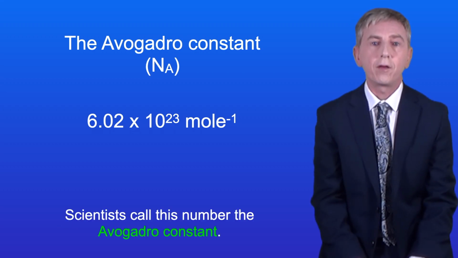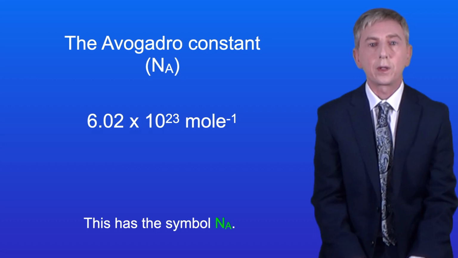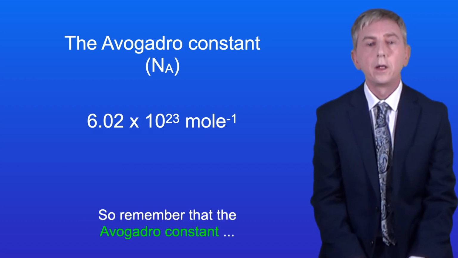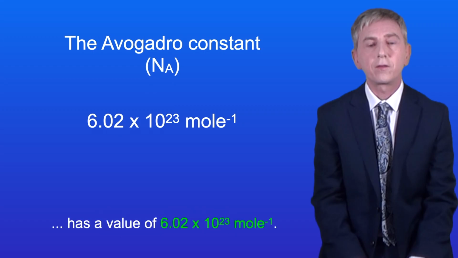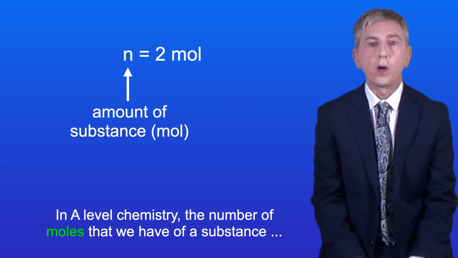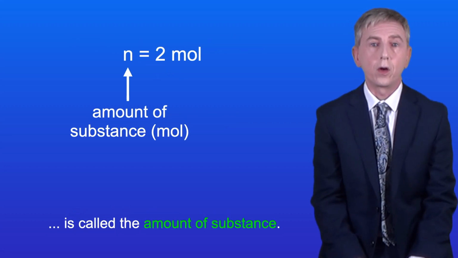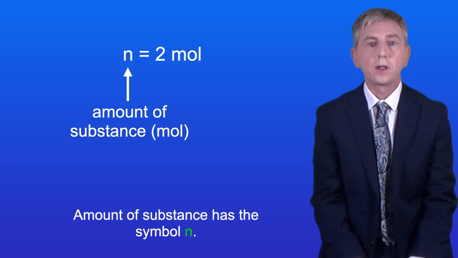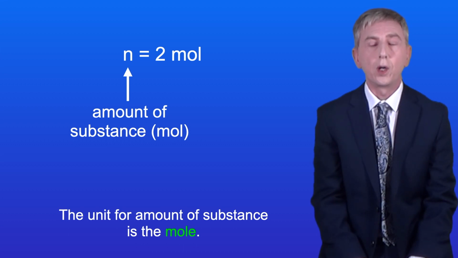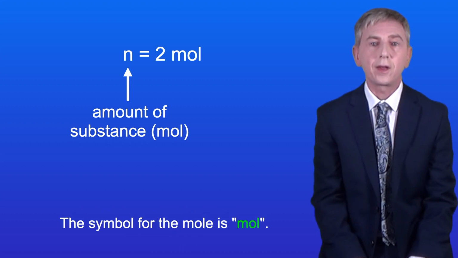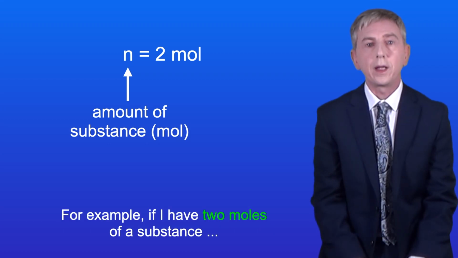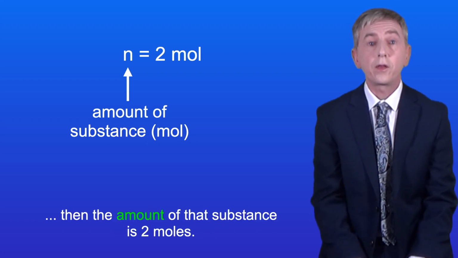Scientists call this number the Avogadro constant, and this has the symbol capital N, capital A. So remember that the Avogadro constant has a value of 6.02 times 10 to the power of 23 per mole. Now, in A-level chemistry, the number of moles that we have of a substance is called the amount of substance. And amount of substance has the symbol lowercase n. The unit for amount of substance is the mole, and the symbol for the mole is lowercase mol. So, for example, if I have 2 moles of a substance, then the amount of that substance is 2 moles.